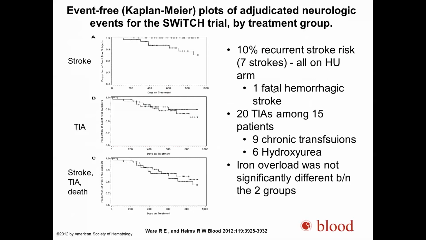And so the bottom line here is that, unfortunately, they had to stop this study because 10% of the kids who had been switched to the hydroxyurea had strokes, and none of the kids, I think, who stayed on the chronic transfusion had strokes. And similarly, there were more TIAs. And also disappointing, the iron overload didn't turn out to be any different. So the answer was that hydroxyurea is not as effective as chronic transfusions to prevent a second or third stroke in children who've already had a stroke.